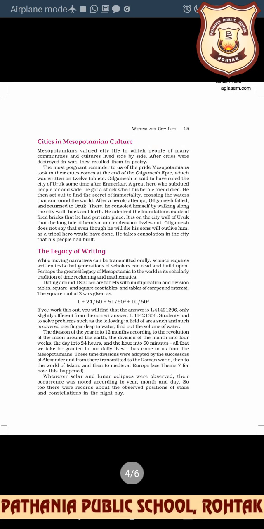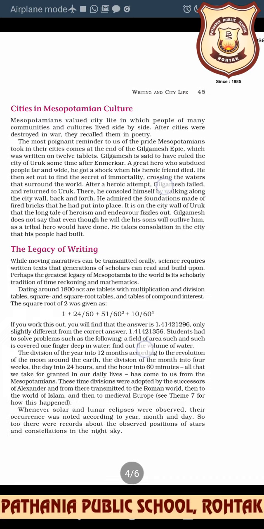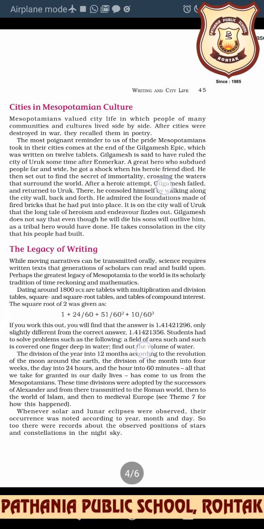Which type of cities were there in Mesopotamian culture? So here, beta, the Mesopotamians valued city life, in which people of many communities and cultures lived side by side. It means in Mesopotamia they didn't follow the caste system. But when these Mesopotamian cities were destroyed in war, they recalled them in poetry.